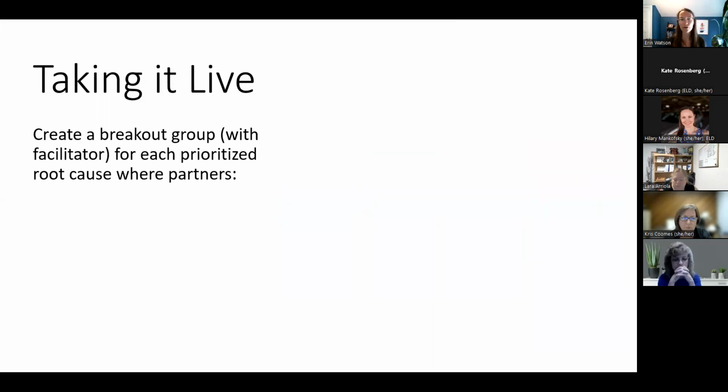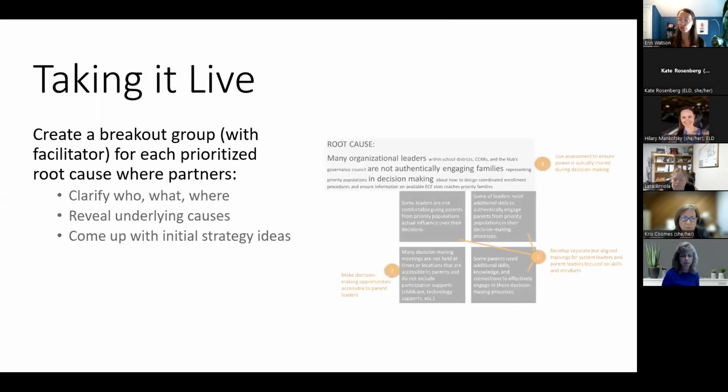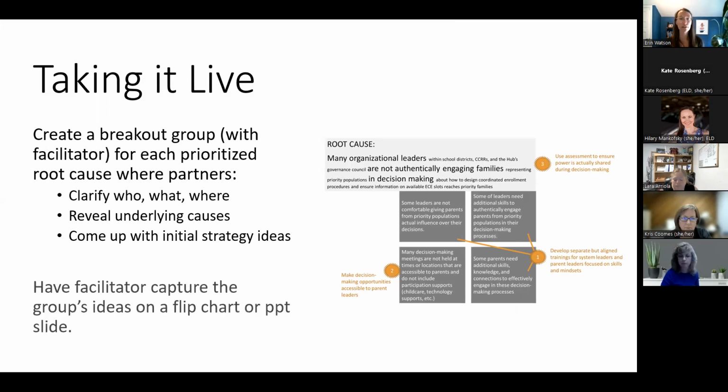You could create breakout groups, have a facilitator, and have each breakout group look at those root causes, clarify the who, what, where, reveal underlying root causes, and come up with some initial strategy ideas. And then the facilitator in that conversation could be capturing those ideas on a flip chart if you're in person, or on a PowerPoint slide or a Jamboard or whatever if it's virtual. But just have breakout groups really go through this process.